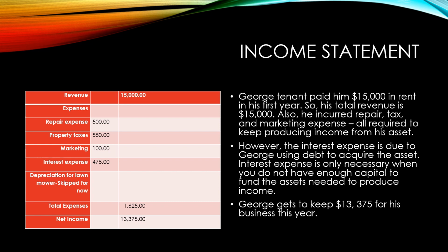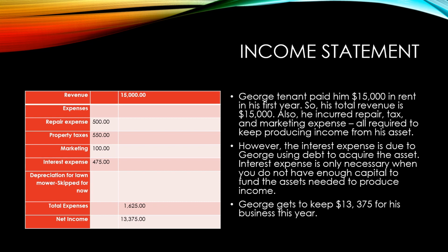However, to keep this income, he had to have some expenses. He had to have repair expenses. He had to pay property taxes. He had to market for a period to bring in the tenants. So all this expense was required to keep producing income from his assets. And then in addition, he also had an interest expense.